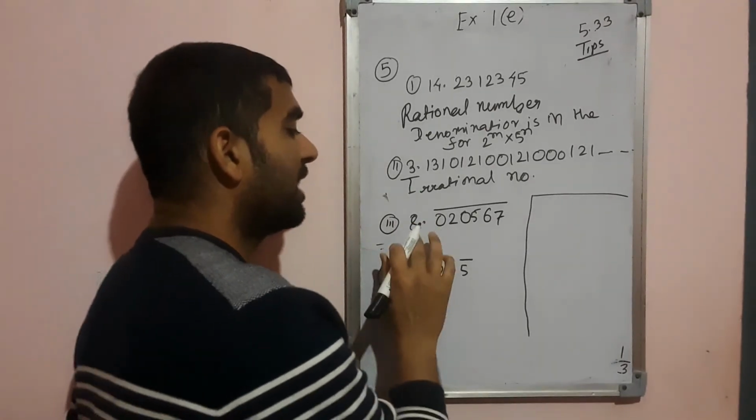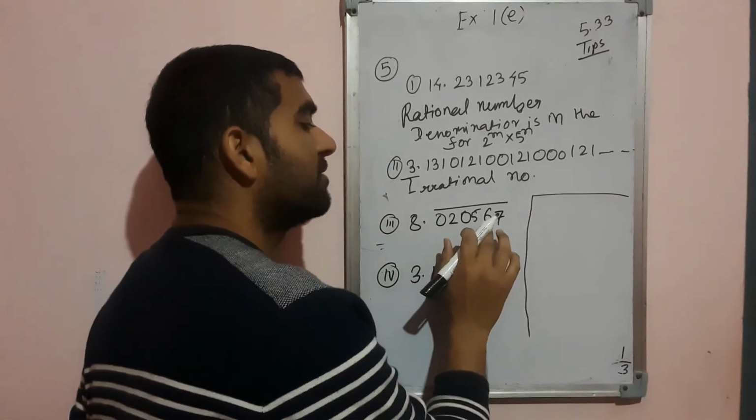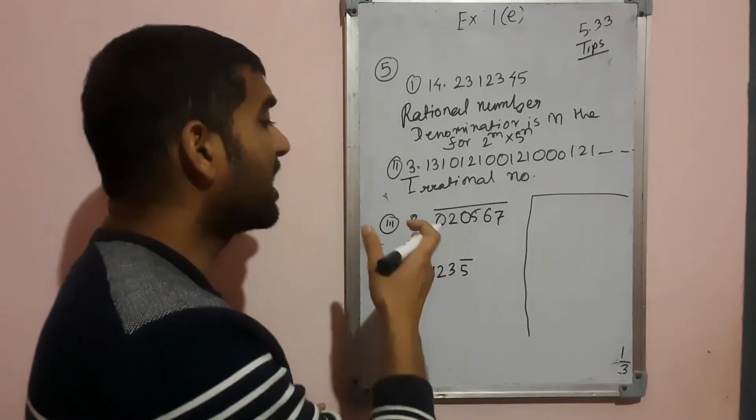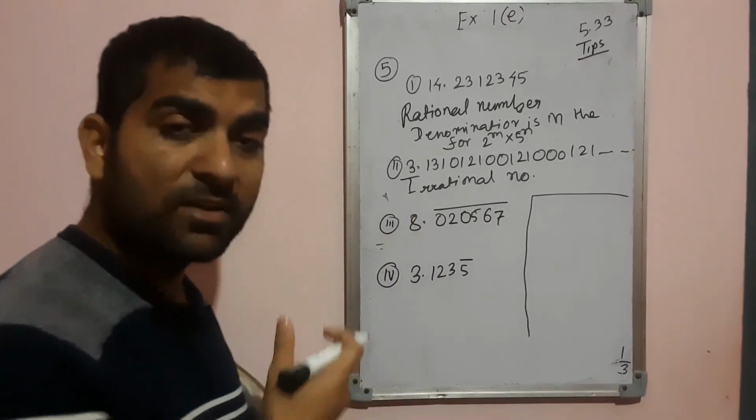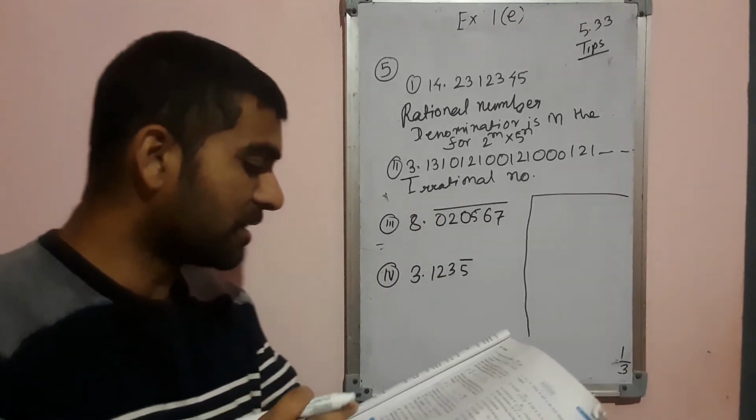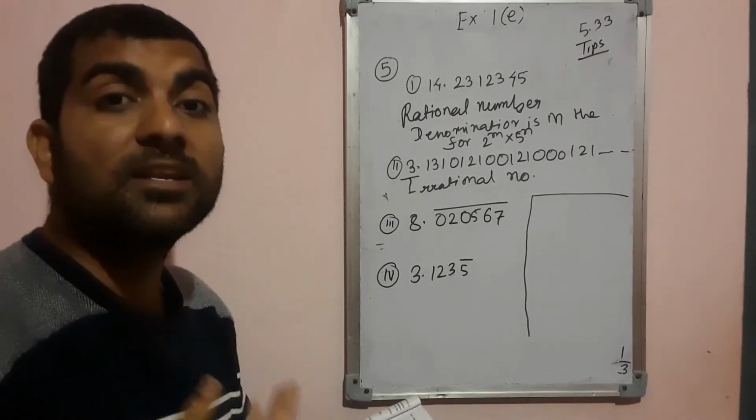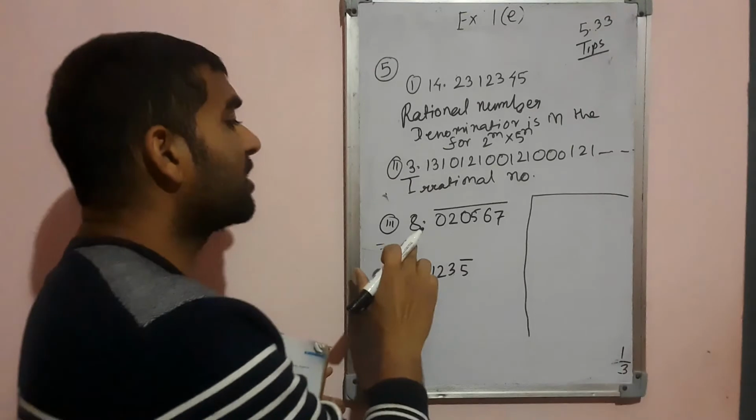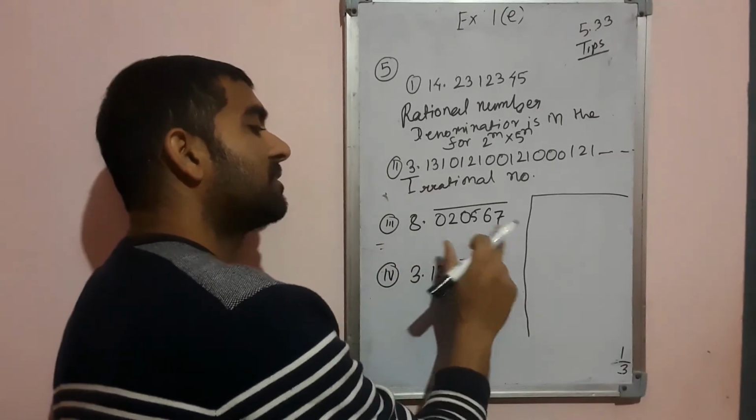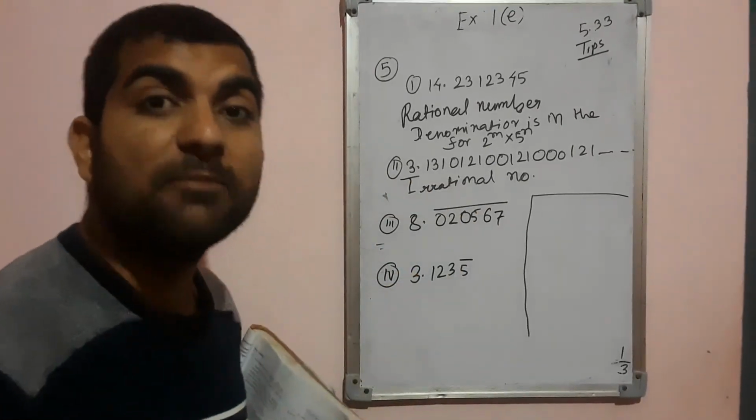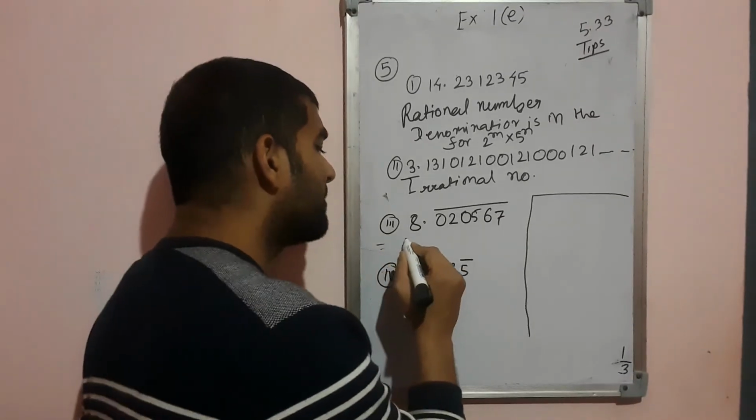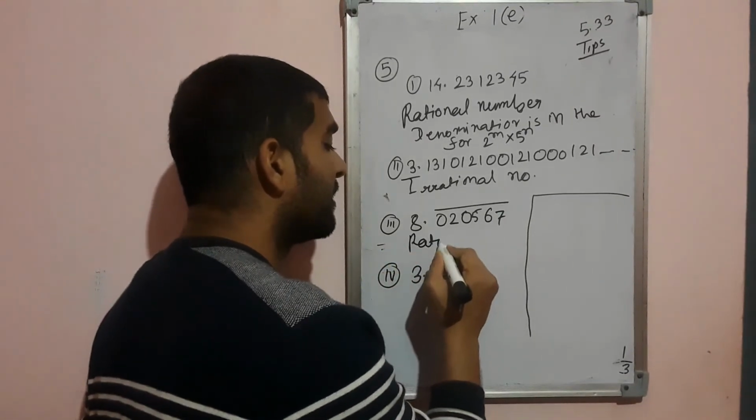Now see, 8.020567. So you can write in the form of P by Q. Yes, you can solve it. Just now we have solved question number 6. Question number 7, that number 1, 0.3 bar. So same thing here also, 8.020567 bar, and you can write in the form of P by Q. So what will be the answer? Rational number.